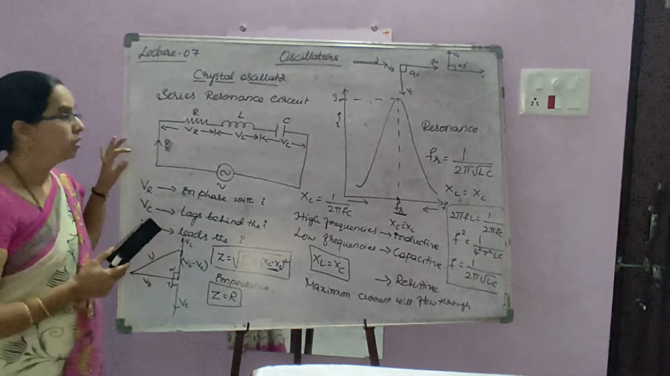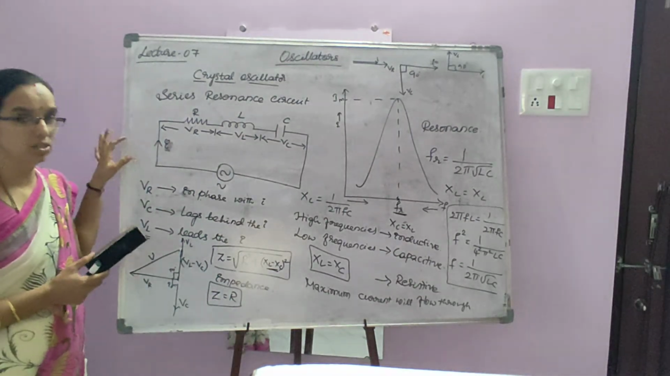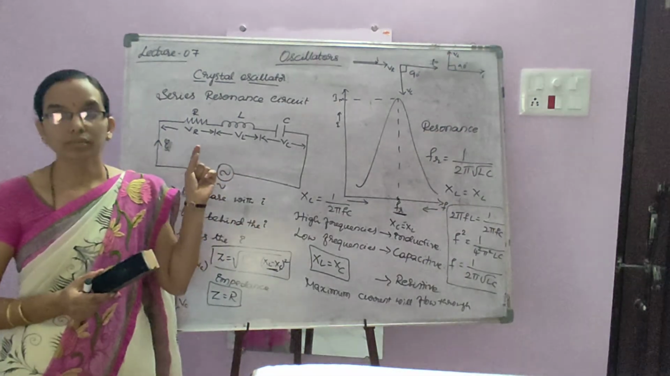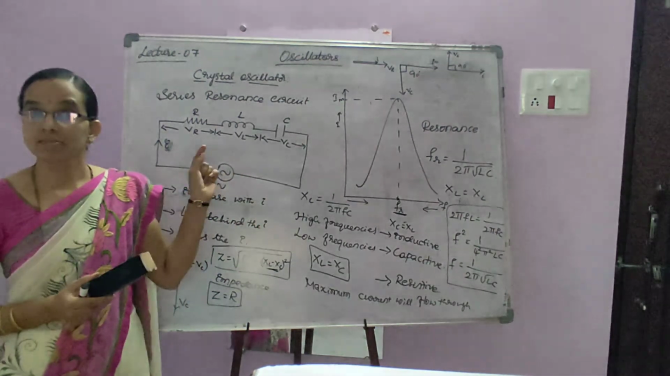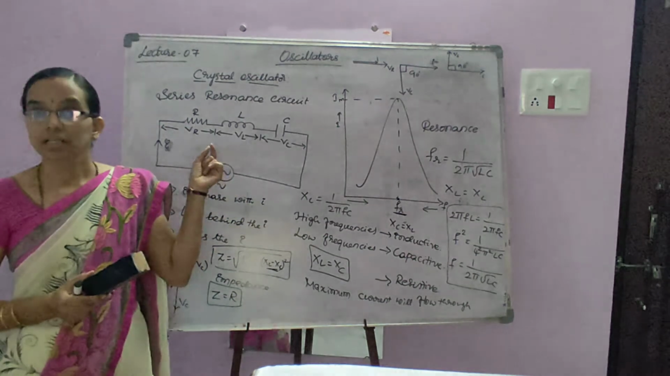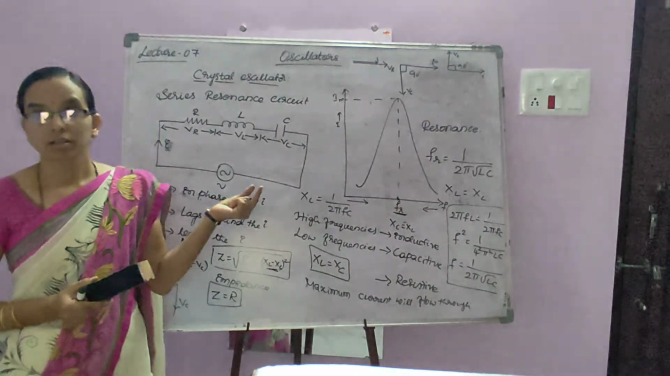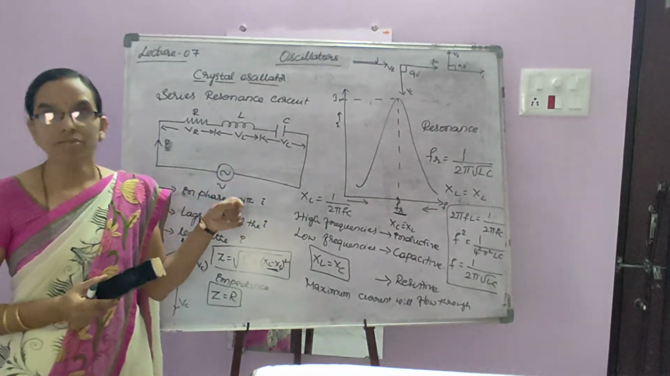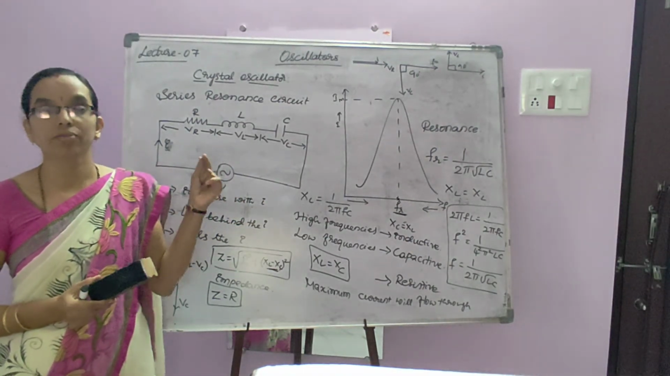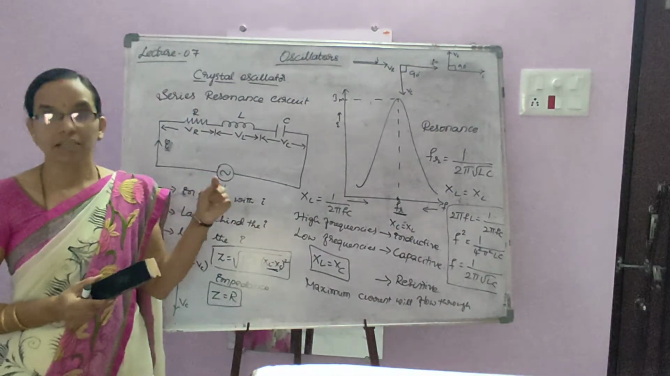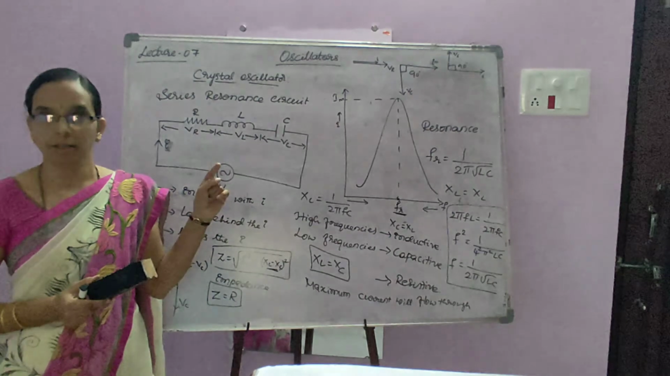Okay, this is how the series resonant circuit behaves. That means at low frequencies, the circuit behaves as capacitive. At high frequencies, the circuit behaves as inductive. At the resonant frequency, at the point of electrical resonance, the circuit behaves as resistive, and the maximum current flows at that time.